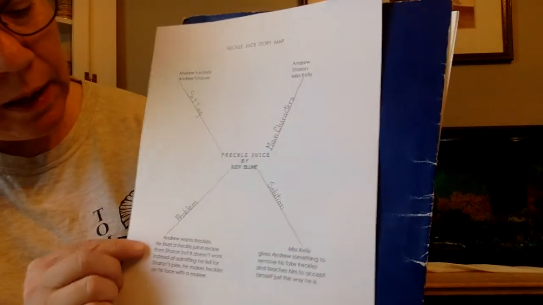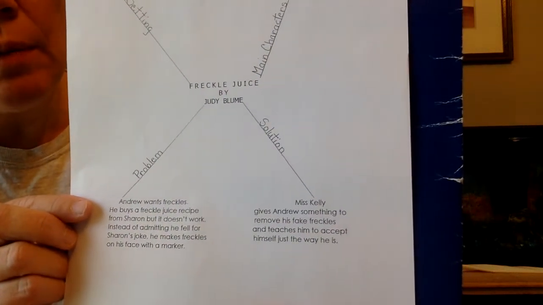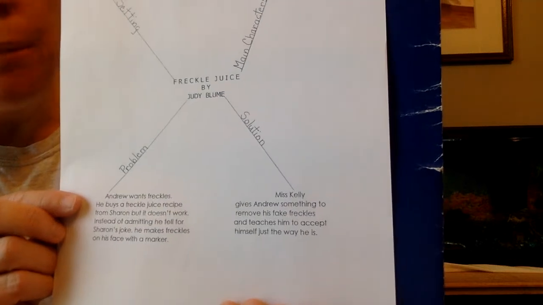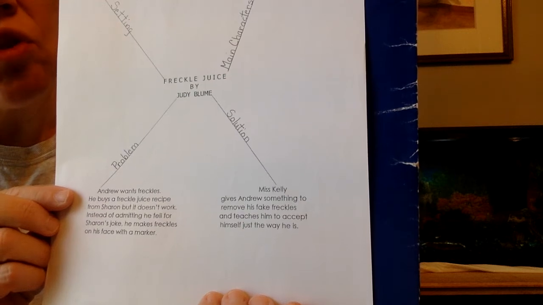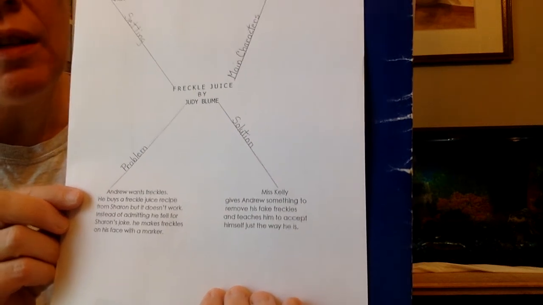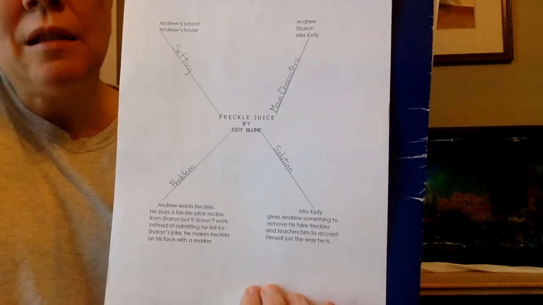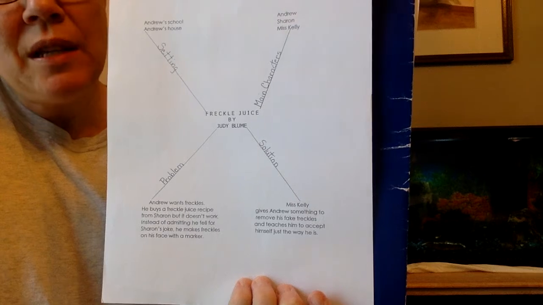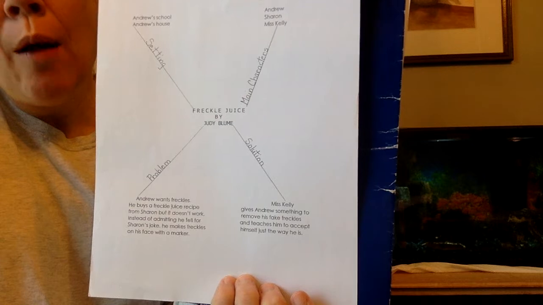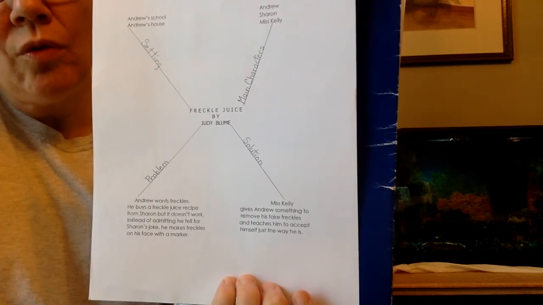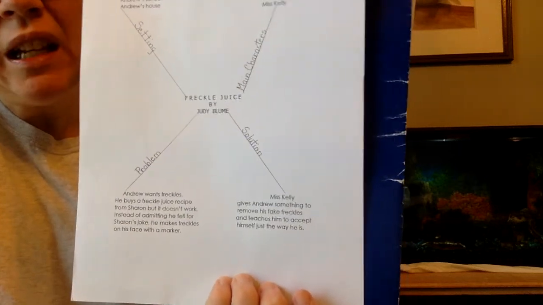Our problem is that Andrew wants freckles. He buys a Freckle Juice recipe from Sharon, but it doesn't work. Instead of admitting he fell for Sharon's joke, he makes freckles on his face with a marker. All right, so now that's the problem. He's at school. He has freckles on his face with a marker. He did that because he had the problem of not wanting Sharon to know that the Freckle Juice recipe didn't work.